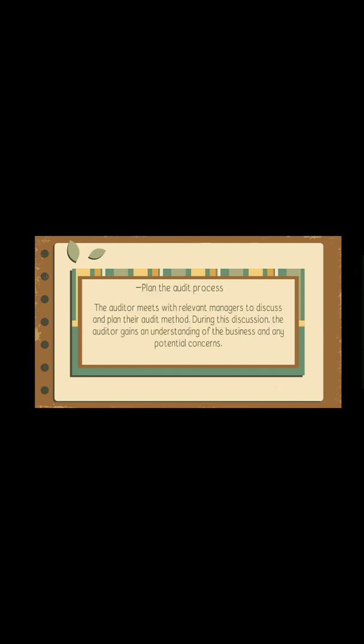Next is plan the audit process. The auditor meets with relevant managers to discuss and plan their audit method. During this discussion, the auditor gains an understanding of the business and any potential concerns. They can identify areas that may require process improvements, providing challenges for them to focus on during the audit. Through this conversation, the auditor also establishes the scope and timeline of the audit. They can begin establishing the audit's goals and strategies.